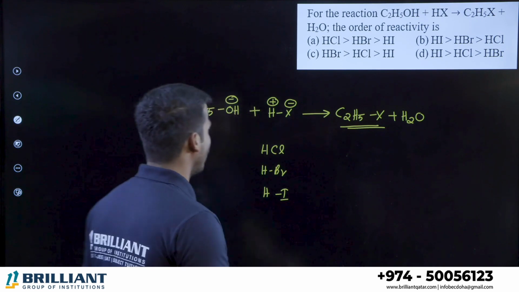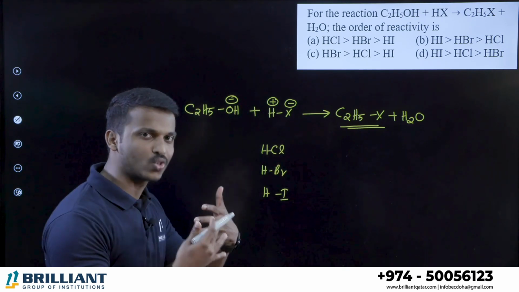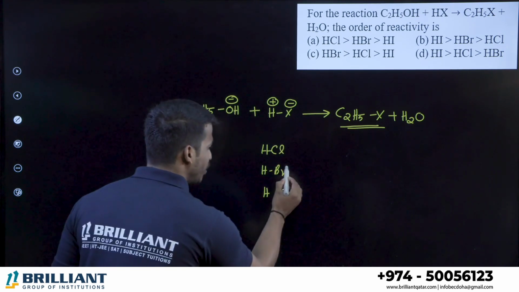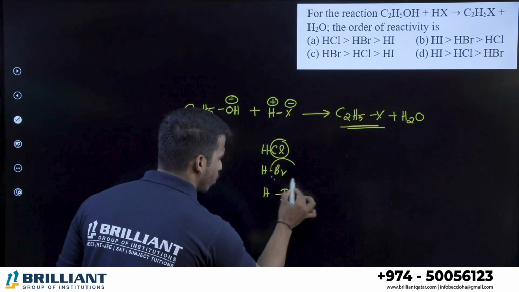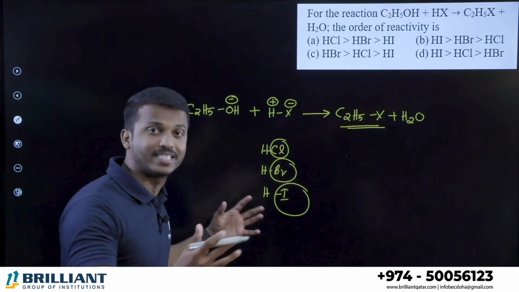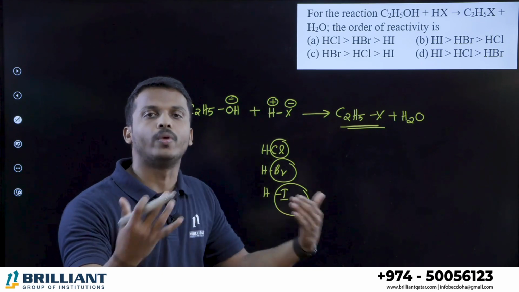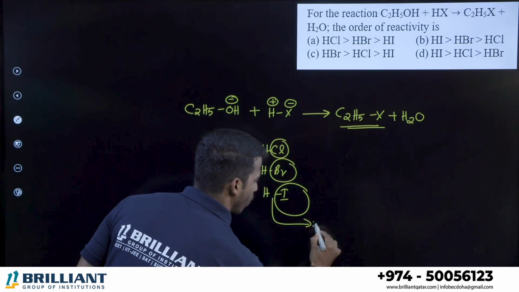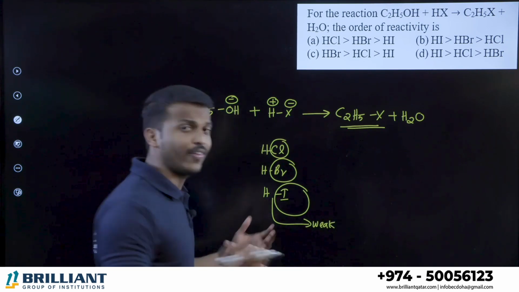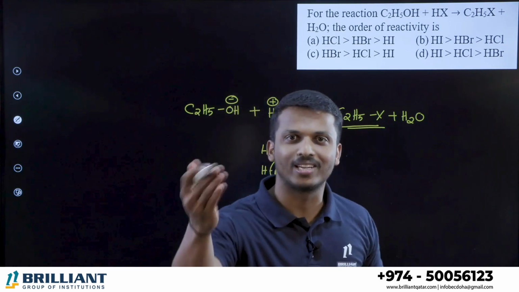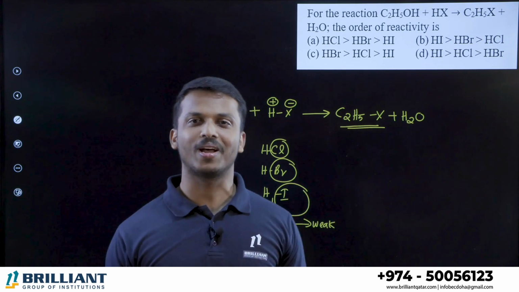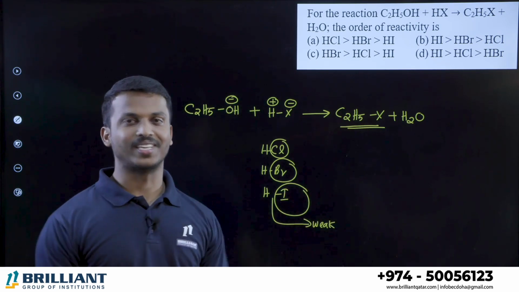You know, the HCl bond is a little stronger bond. HBr, while coming down the group, the size of the atom increases. Size of the atom increases means the strength of the bond becomes weaker. It's the weakest bond, so you can break it so easily, convert it into the product. It can undergo reaction easily.